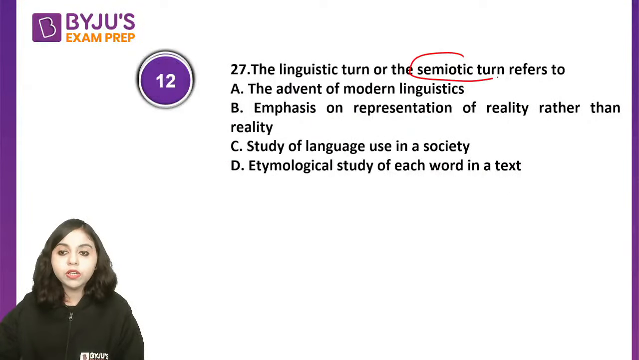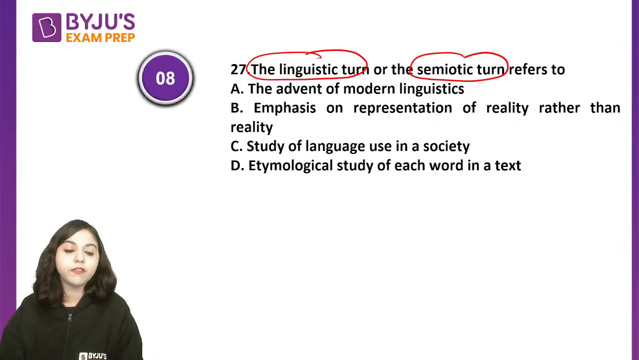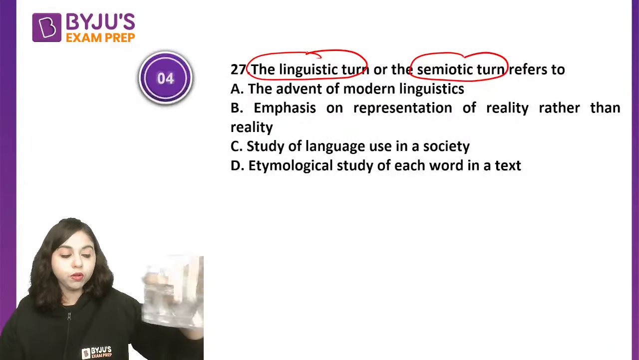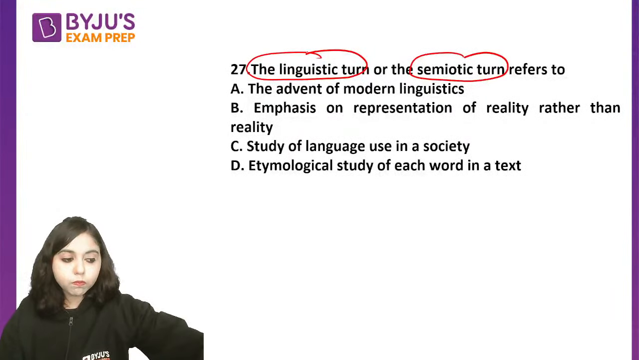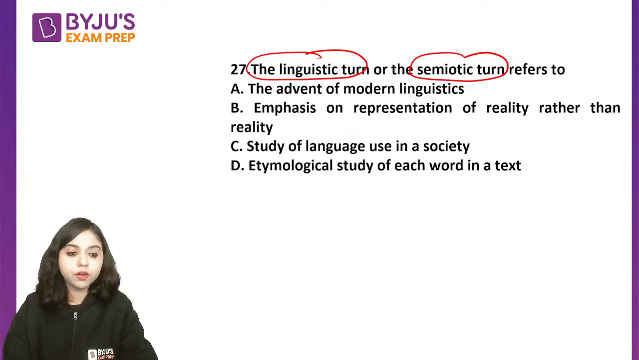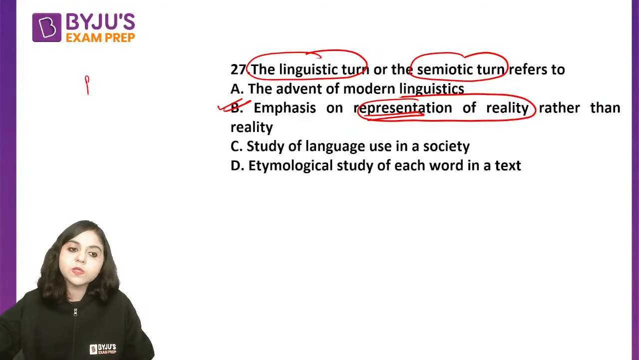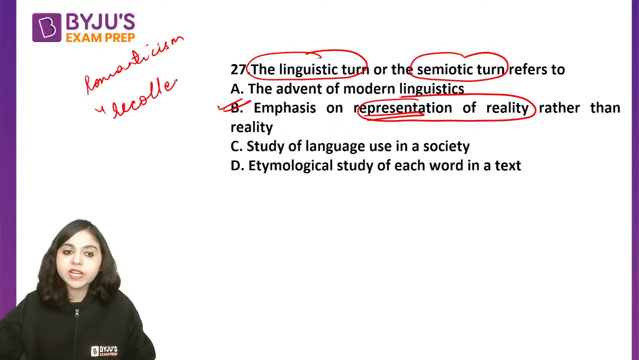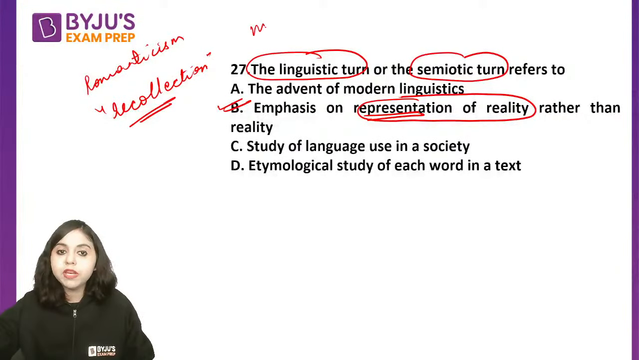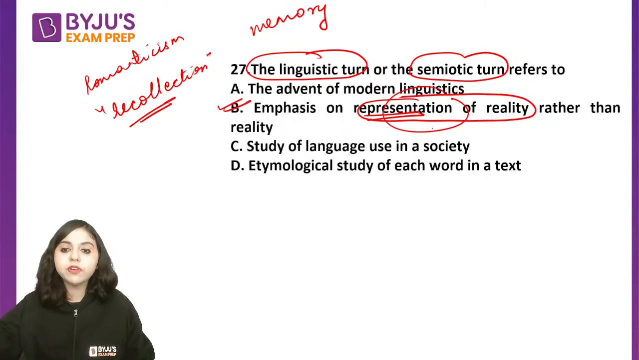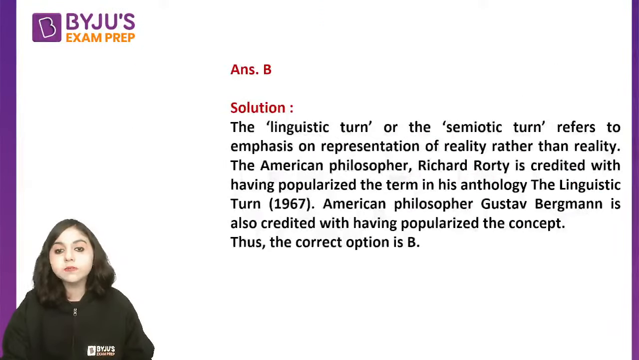The linguistic turn or the semiotic turn refers to what? What is it referring to? What is the correct answer? It's basically telling you the representation of reality. This is the same thing that is also associated with romanticism. Romanticism is not just nature loving, it's the recollection of nature. I can sit over here in a metropolitan city and still think about the mountains. So it's not nature, but a recollection of nature. It is a memory that is making your life better. Similarly, representation of reality rather than reality. That is the linguistic turn or the semiotic turn that you're able to see.